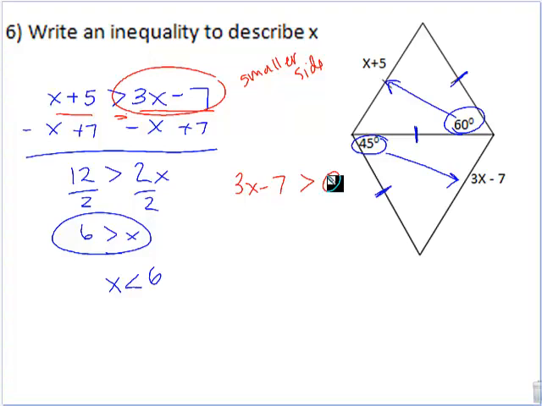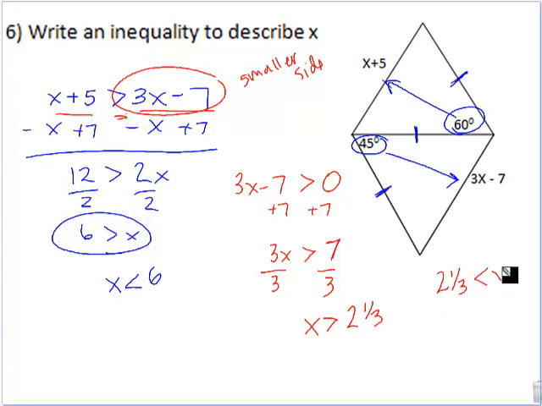So how would we solve this? Add the 7. So 3x is greater than 7. And then what? Divide by 3. Well, what's 7 divided by 3? 2 1/3. So then how do we write those two as a compound? So 2 1/3 is less than x, which is less than 6. Okay? I understand what we're doing.